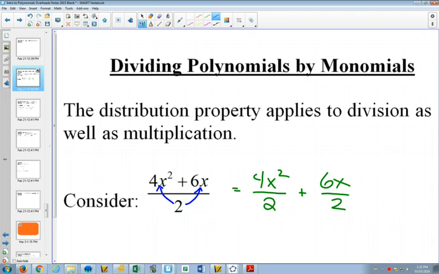Can you simplify 4x squared over 2? Can we simplify the fraction out front? Yes. 4 over 2 simplifies to just 2x squared. And 6x over 2 simplifies to be 3x. Just 3x. Okay?